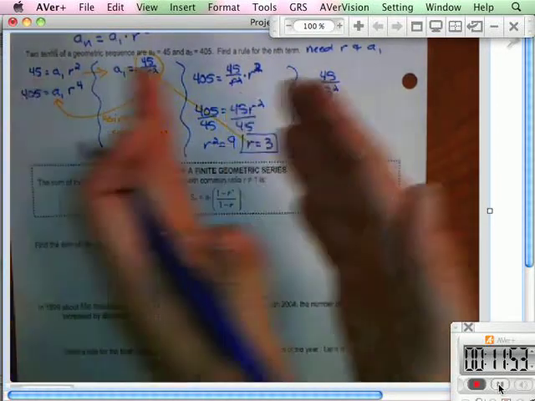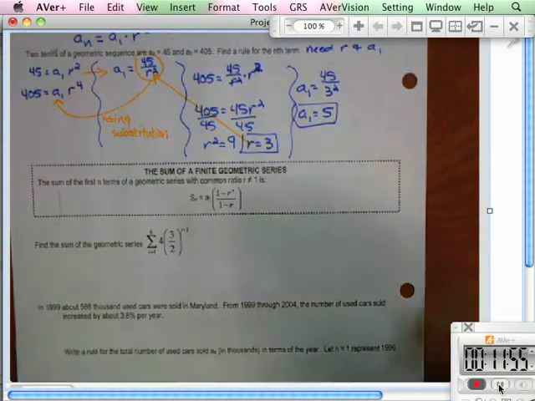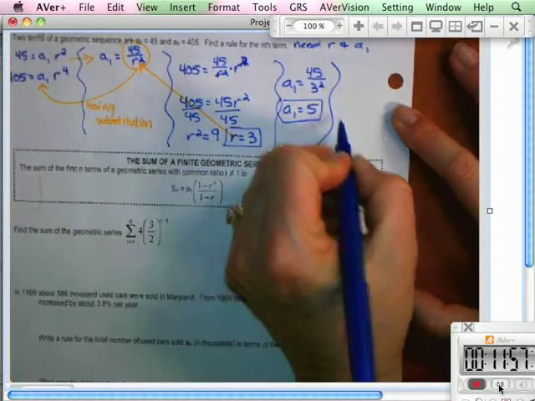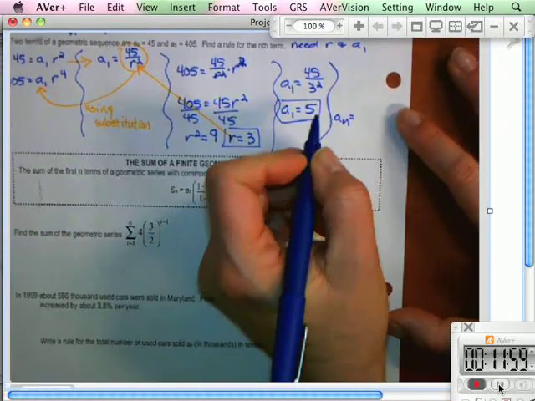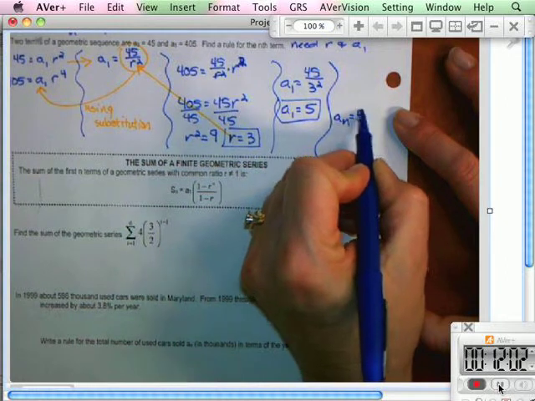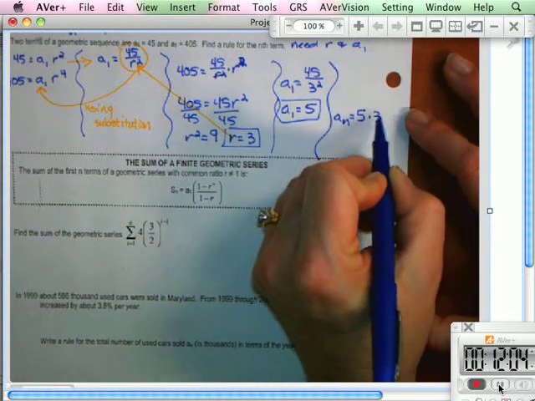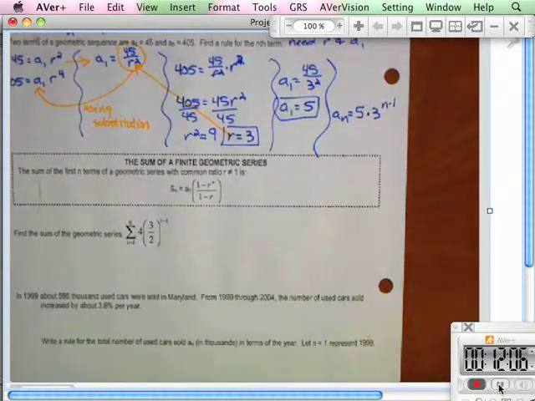So three steps, basically using substitution. So now I can write the rule. It's A of n equals, A1 is 5, the ratio is 3, to the n minus 1. And I wrote the rule.